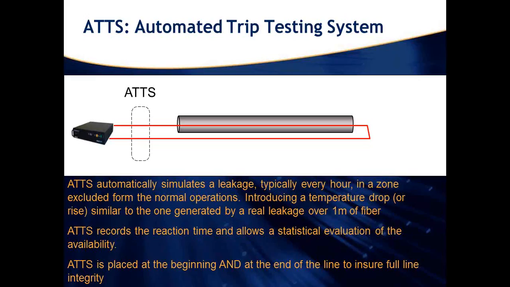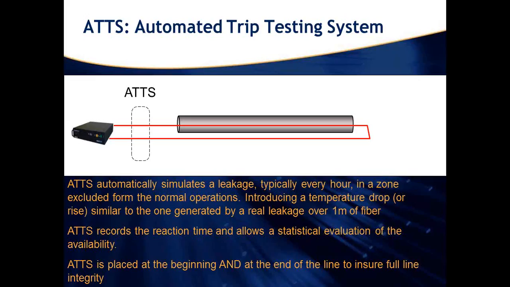This can be done very frequently, for example, every hour. And what we expect is then to see an alert triggered by the DTS at this location every hour when this test is performed. The ATTS can also record the reaction time and therefore can statistically evaluate the availability of the system. So it can tell you that over 1 year, for example, 10,000 tests have been done and 9,993 have been successful. And the average reaction time was so many seconds, etc.